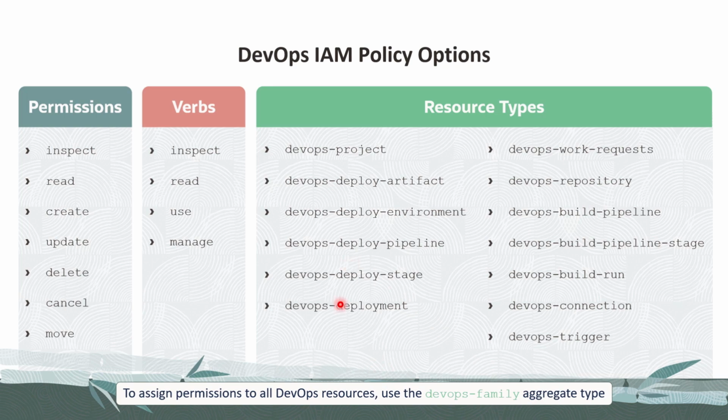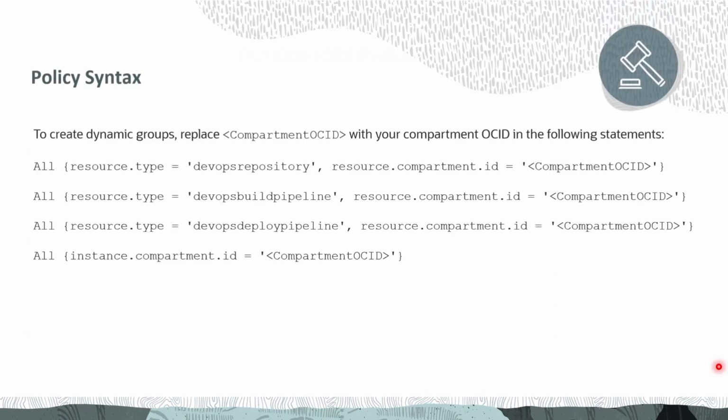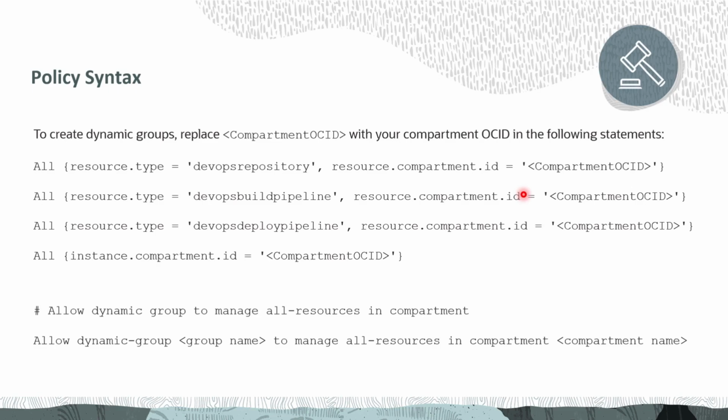You can create groups, dynamic groups, and policies using the OCI console and use either the policy builder or a manual editor to create policies. This is the syntax for creating DevOps policies based on standard IAM policy syntax. First, you create dynamic groups, then you provide them the needed permissions.